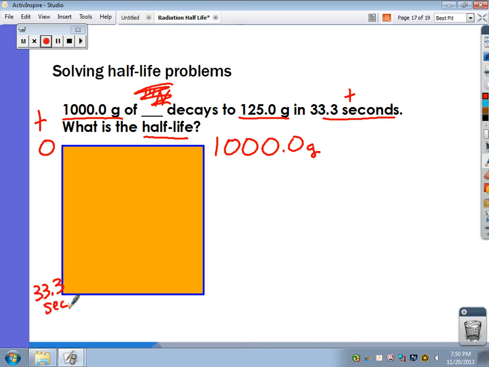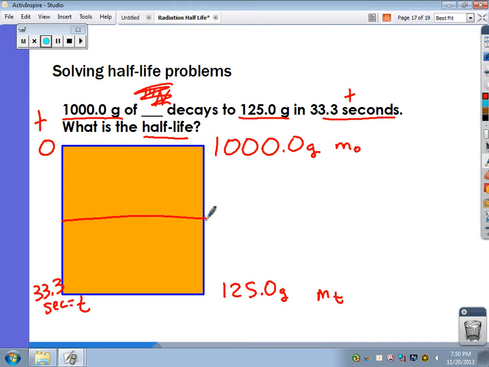I start with 1,000 grams and I end up with 125 grams. So this is my mass at time 0, this is my mass at time t, and this is my t over here, the total time. What do they want to know? They want to know what the half-life is.